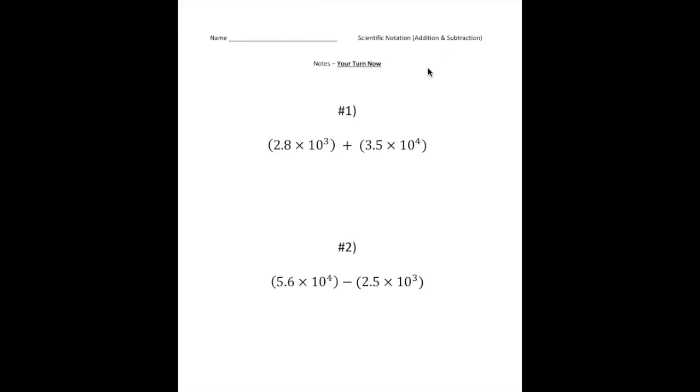All right, welcome back. Let's see how you did with these problems. Okay, so the first one was 2.8 times 10 to the third power plus 3.5 times 10 to the fourth power. So we're going to transform both of these into standard form. So 2.8 times 10 to the third, we're going to need to move this decimal 3 spots to the right. So that's going to equal 2,800. And then 3.5 times 10 to the fourth, we're going to move over 1 and 3 more zeros, right? So that's going to be 35,000.